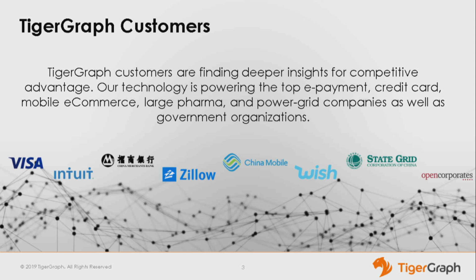China State Bank, where we do fraud detection and AML. Zillow, where we do recommendation. China Mobile, we do spam detection and fraud detection. Wish.com, where we do recommendation. China State Grid, which is the largest utility in the world. We do, and this is their term, better than real-time monitoring of the entire grid and statusing the entire grid.